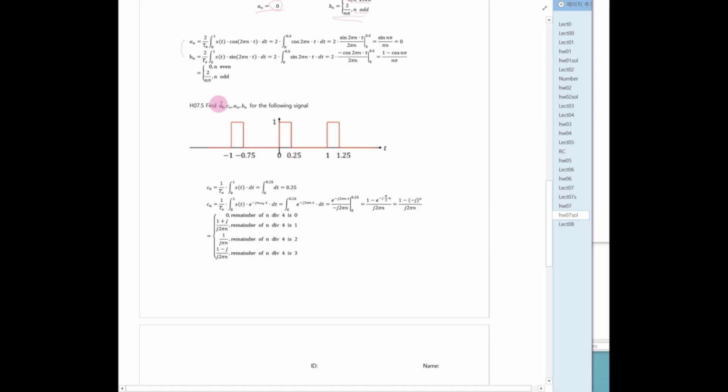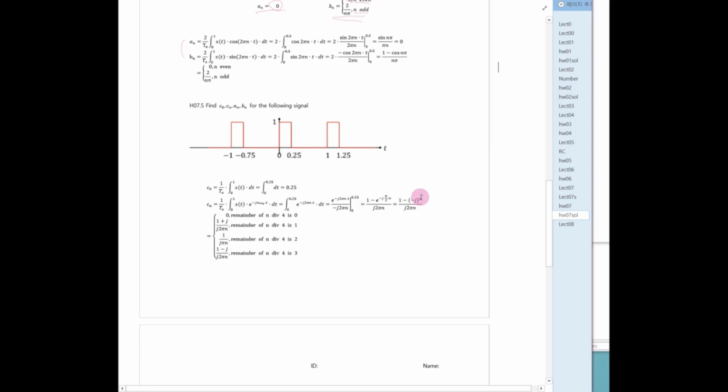This one is similar, so I just briefly explain. We would like to find C0 first. C0 is just taking the average of the signal. x(t) is non-zero between 0 and 0.25, so it gives us 0.25. And for Cn, where n is not equal to 0, we can try these equations. Then we got this result. In this case, e to the minus j 2 pi over 2 is minus j, so it gives like that.